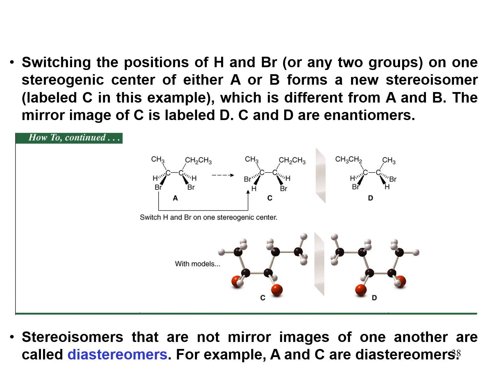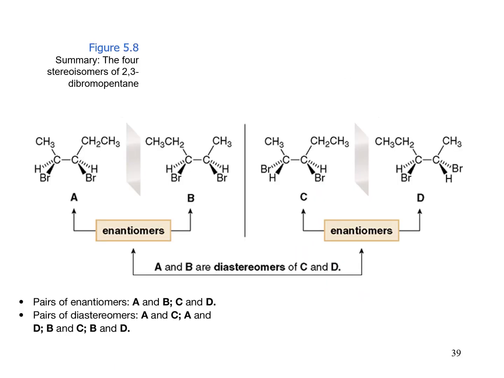Stereoisomers that are not mirror images of one another are said to be what? Diastereomers. For example, A and C are said to be what? Diastereomers, because they are not mirror images, and they are non-superimposable as well. If something is not a mirror image of the other, we say diastereomers. Diastereomer means difference.